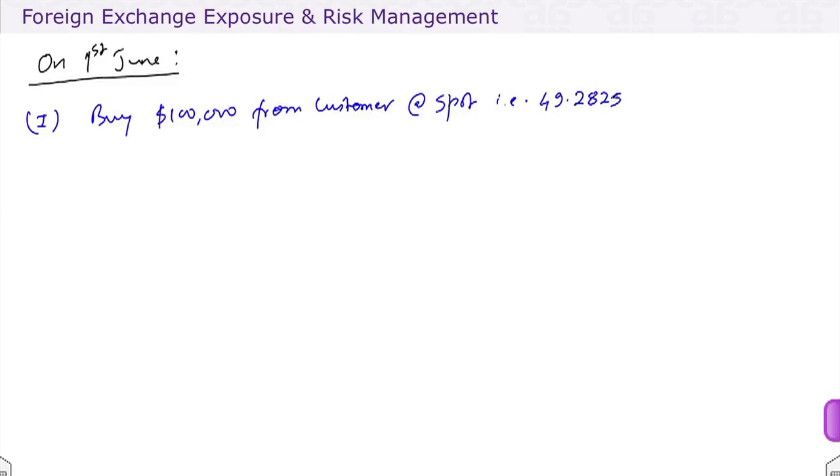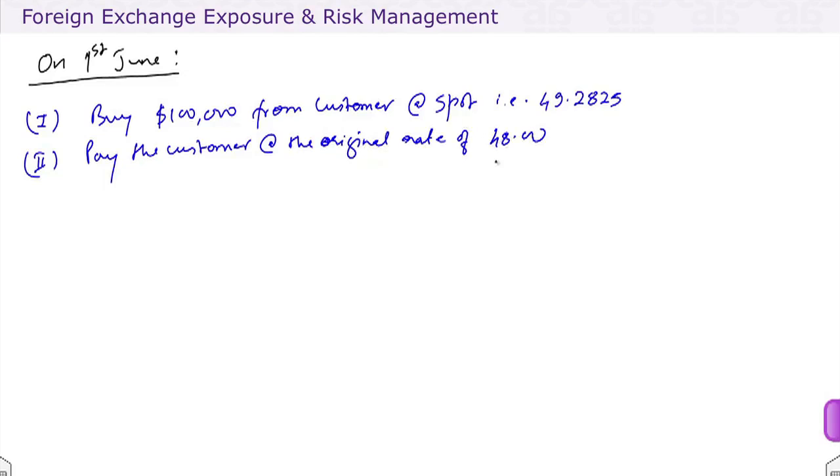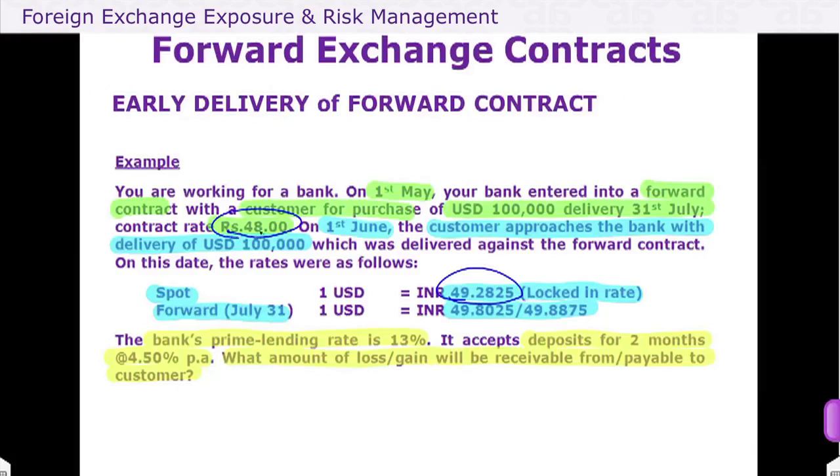And what it would do, as we have discussed, is that it will pay the customer the rate that it has agreed. So the bank would pay the customer at the original rate. Original rate of 48.00, that is what it has entered into. So 48.00 was the original rate that was entered at the time of execution of the contract.